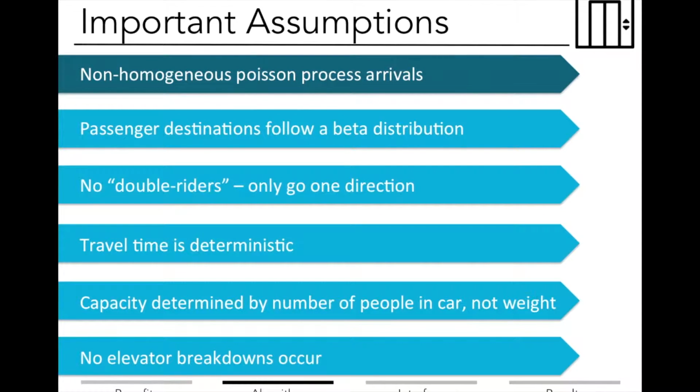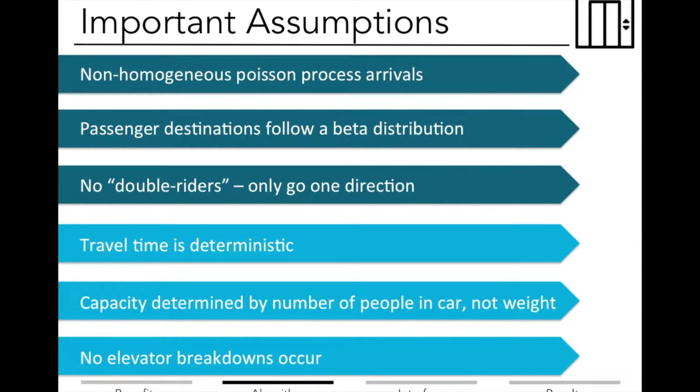In our program, we make a few assumptions to make the model we use more realistic and or simple. In regards to how passengers riding the elevators behave, we assume that 1. The inter-arrival times of the passengers can be described by a non-homogeneous Poisson distribution. 2. The floor at which passengers want to get off can be described by a beta distribution. And 3. Passengers are either headed up or headed down. In other words, the elevator does not accommodate double-riding passengers that choose to go down a few floors in order to go up.